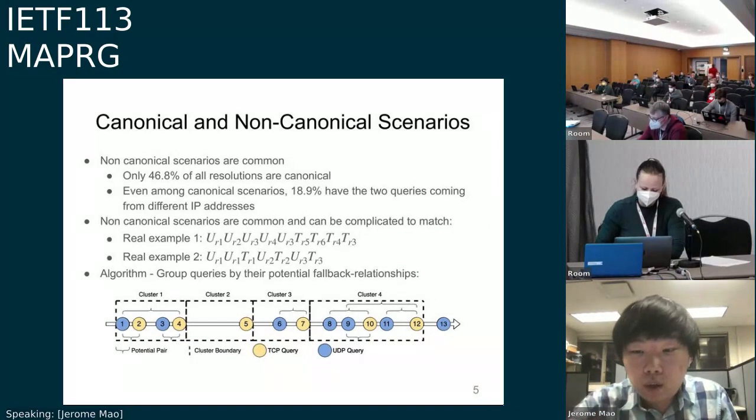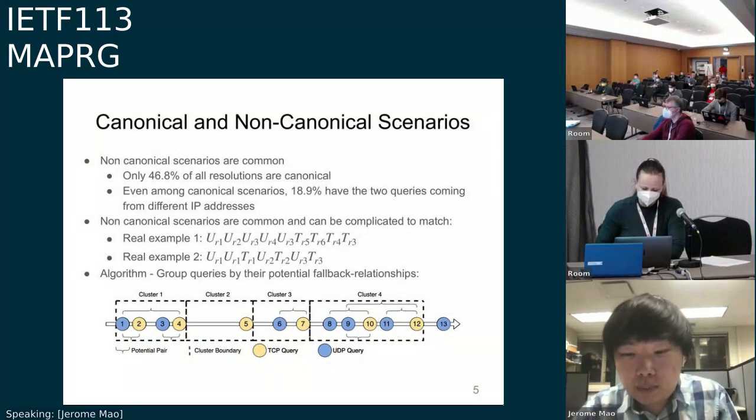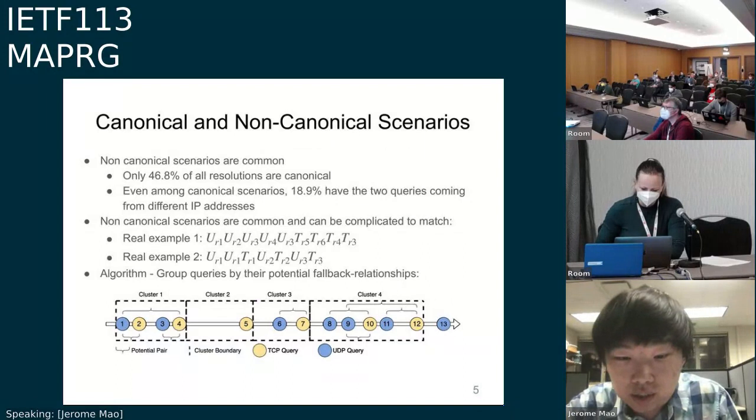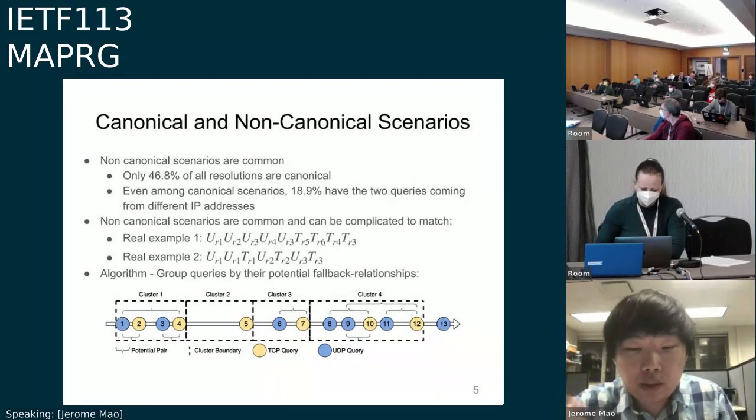So here we have 13 DNS over UDP and DNS over TCP queries, and we split them into 4 clusters. In the first cluster, you can see that we have UDP queries number 1 and 3 and TCP queries 2 and 4.